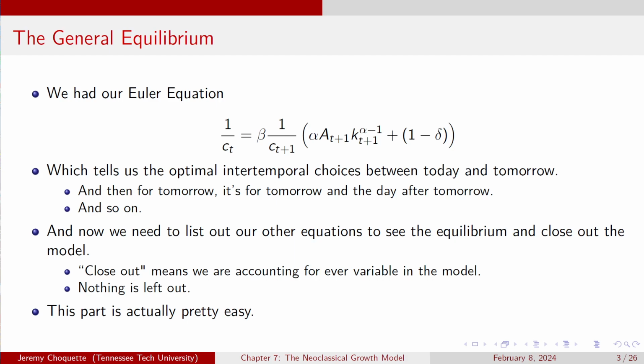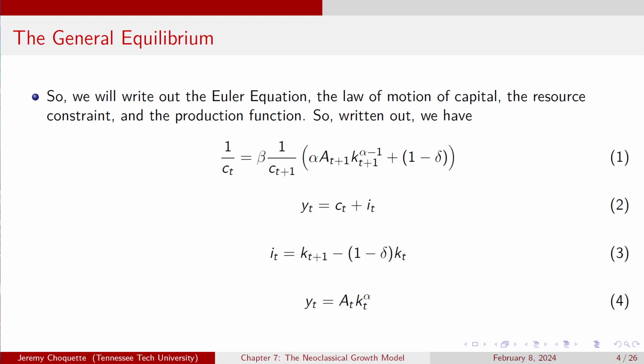So we need to list out the other equations to see the equilibrium and then close out the model. When we're closing out the model, what I mean is we're accounting for every variable that's in the model. Nothing's being left out, right? So this part's actually pretty easy for us. It's just, okay, list all the equations. There we go. Boom, 1, 2, 3, 4. We have the Euler equation, we have the resource constraint, we have investment, and we have output.